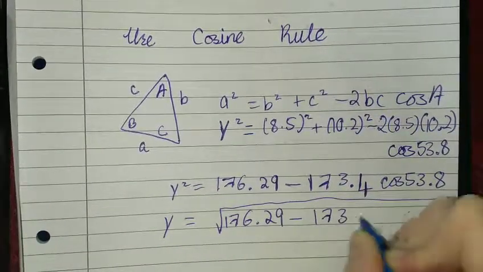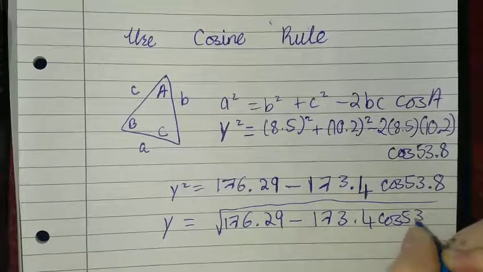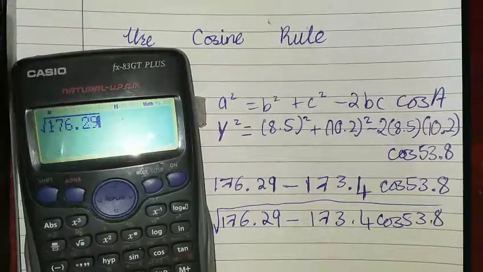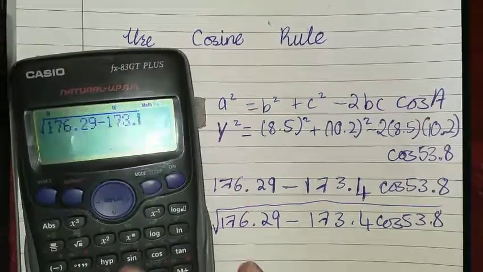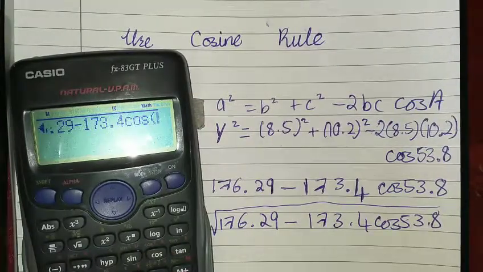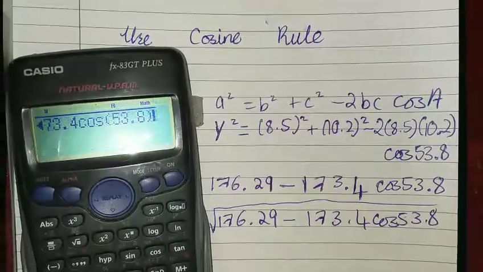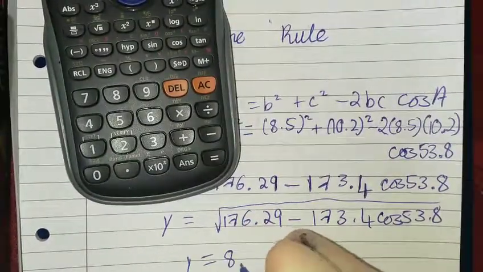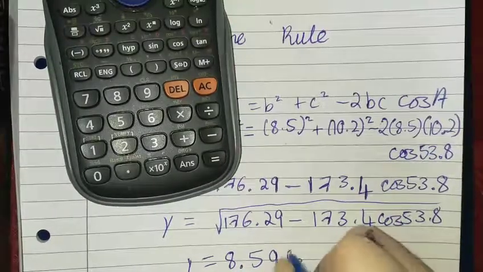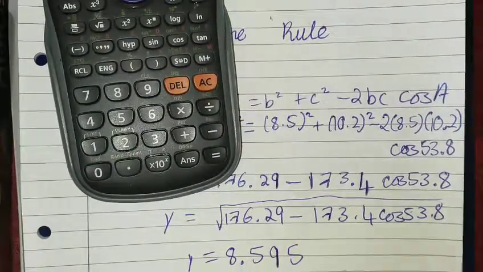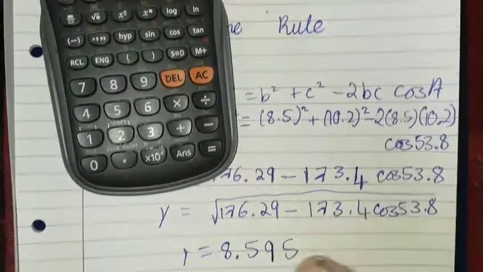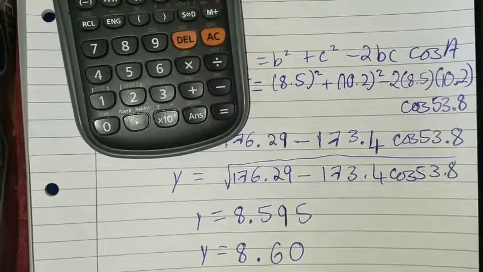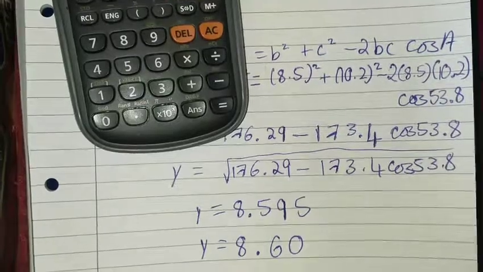So the square root of 176.29 minus 173.4 cos 53.8. So the square root of 176.29, subtract 173.4, and then cos 53.8, and then I get an answer of y is equal to 8.595, and it said correct to 2 decimal places, so y is equal to 8.60. It would round to 2 decimal places. So that is my answer for y.